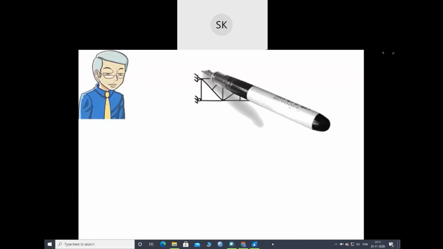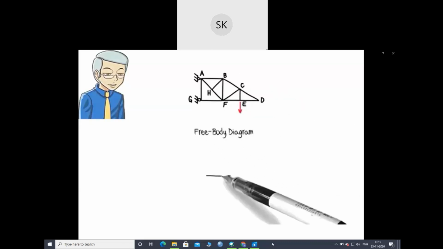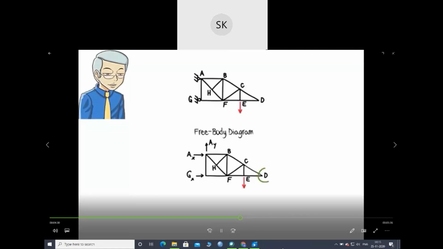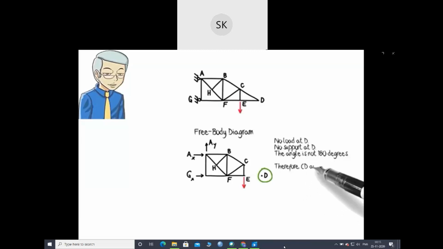Let's look at a few examples. Here, Rule 1 applies to joint D. Therefore, CD and DE are zero force members. There is no load at D and no support at D, so the angle is not 180 degrees, therefore CD and DE are zero force members. There are no loads, no support.